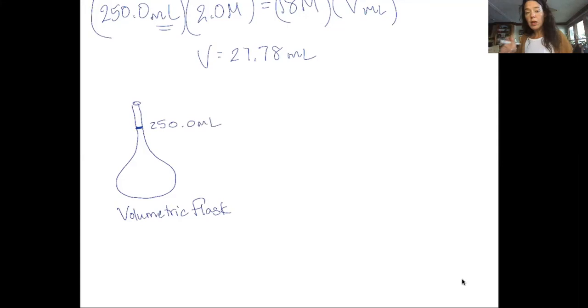And there will be a little mark like that up on the neck. These are very accurate, and that marking is extremely accurate to the 250 milliliters. It's very thin right there, so it rises really high at the end. You have to be careful because it's easy to go over that mark and you just messed it up, okay?